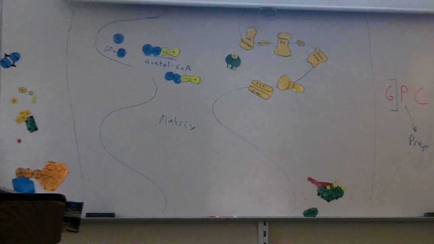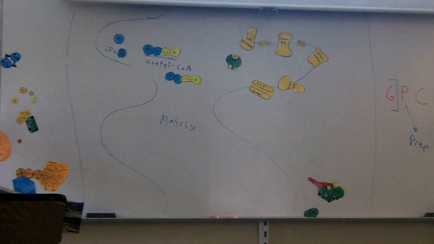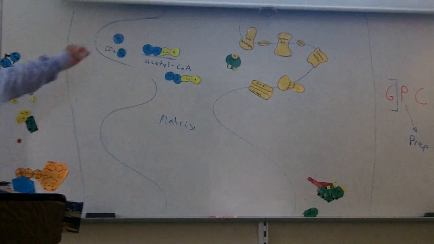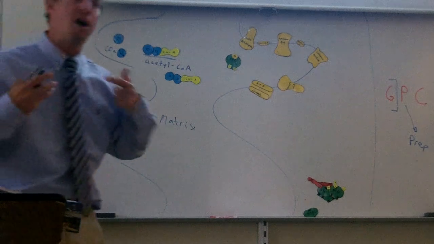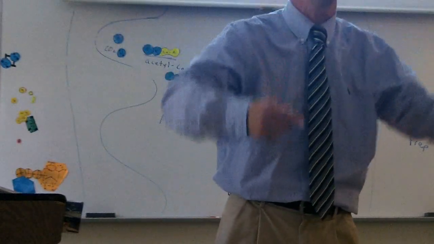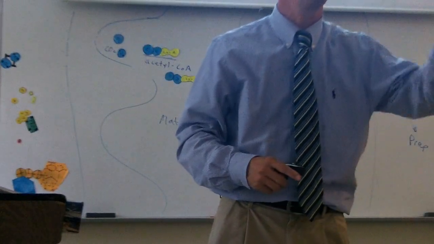So the pyruvate connects to coenzyme A, and then that CO2 breaks off and leaves carbon dioxide. The CO2 floats away. In our bodies, you breathe the CO2 out with every breath. You breathe out carbon dioxide.